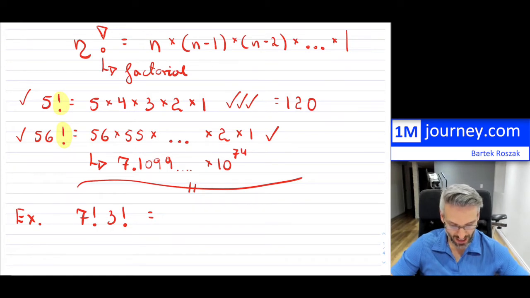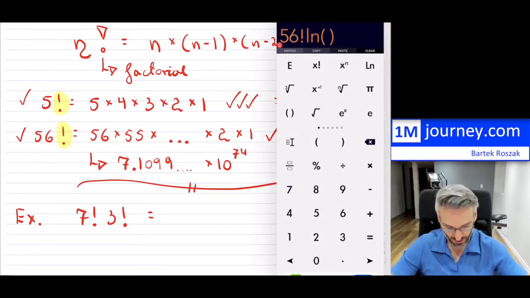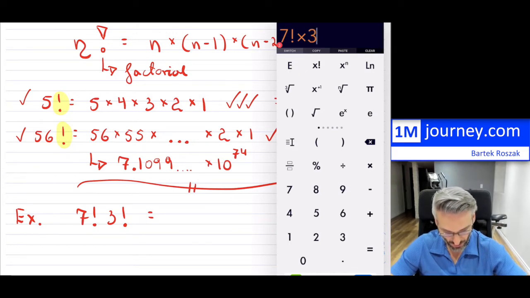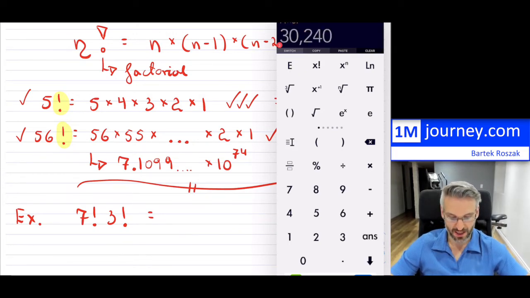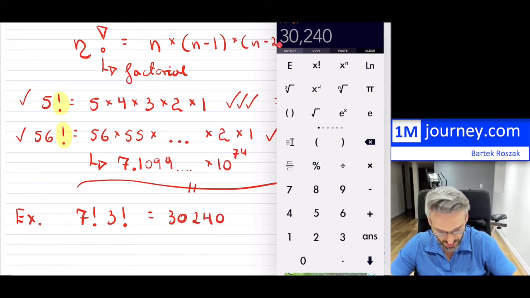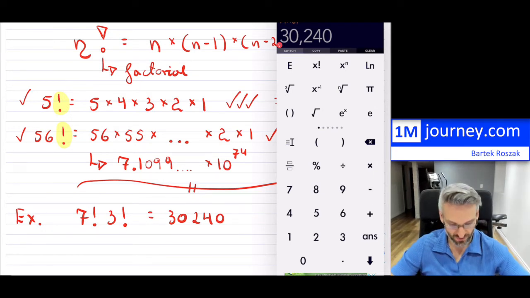So if you did have your calculator, you could have just said, okay, so 7 factorial. I would still encourage you to put multiplication on your calculator, and then 3 factorial, okay, is equal to, and then we would get our answer within here. So that's 30,240. So that's multiplication of these 2.